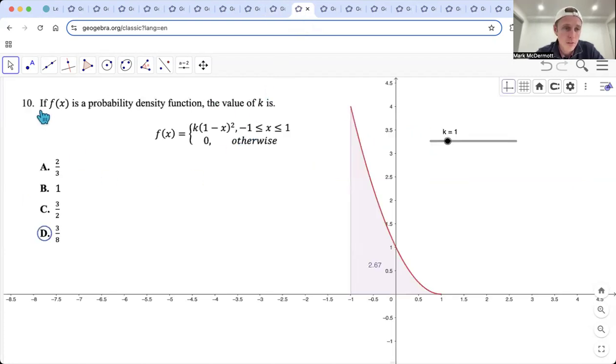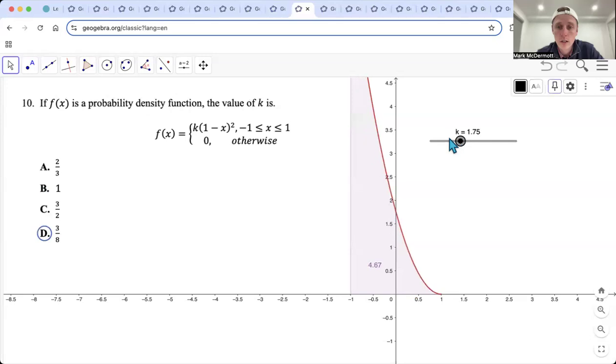All right, if f of x is a probability density function, the value of k is... okay, probability density function means that the area under the curve must equal 1. So there's certain values of k that will give us an area underneath this curve equal to 1. So this is no good. That's getting bigger, so it needs to be smaller. At some point, it's going to get to 1, and there it is, 0.38 approximately.